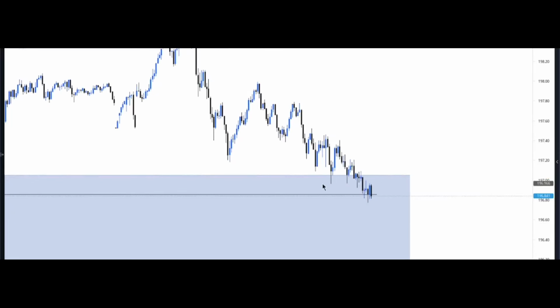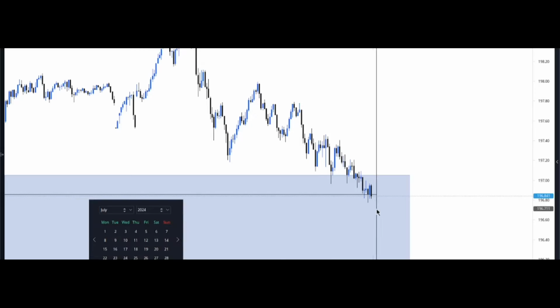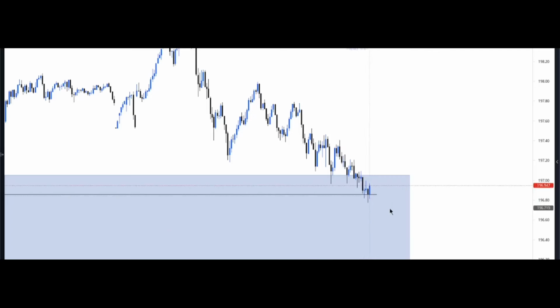Okay, so as you can see, price has taken it out. Now, let me play price from here. Let me play price from this point. So price has taken out that major structure low. Now, let's get back to the 1H and see what happens there.